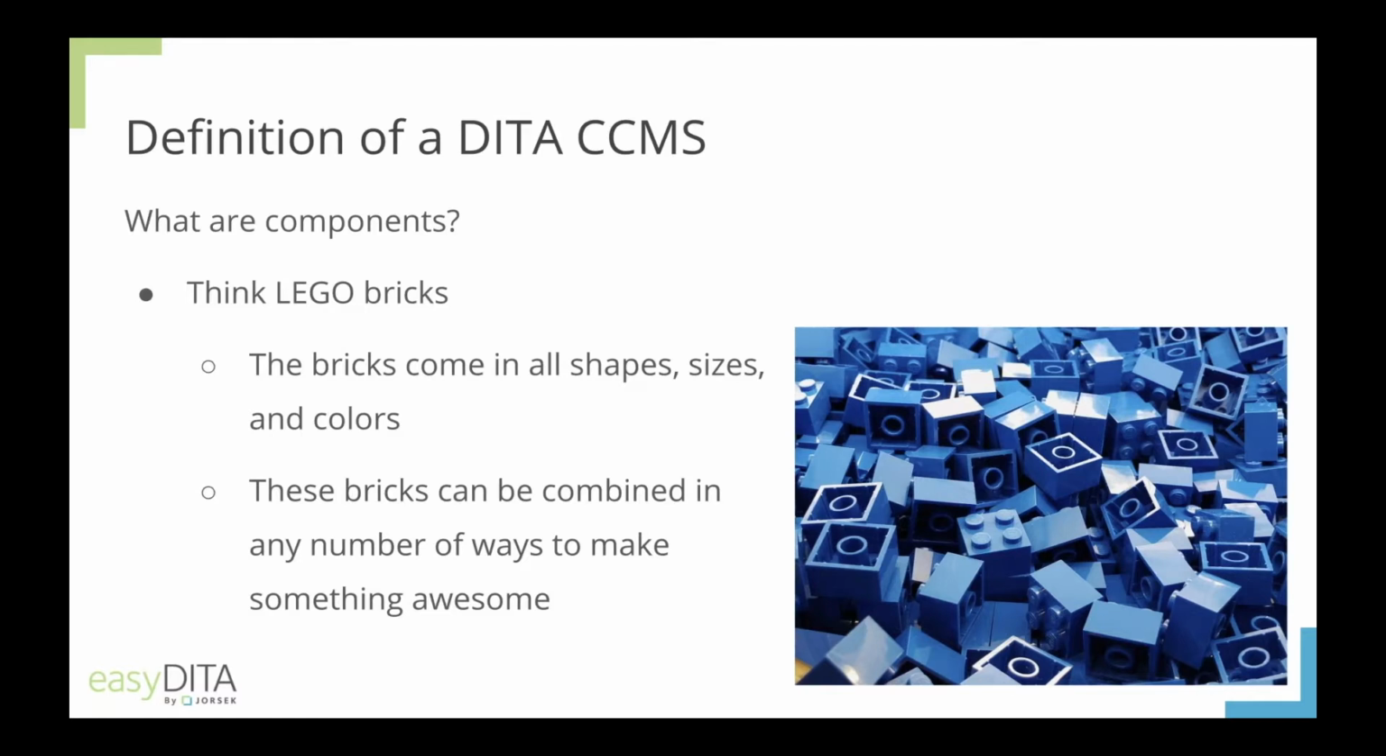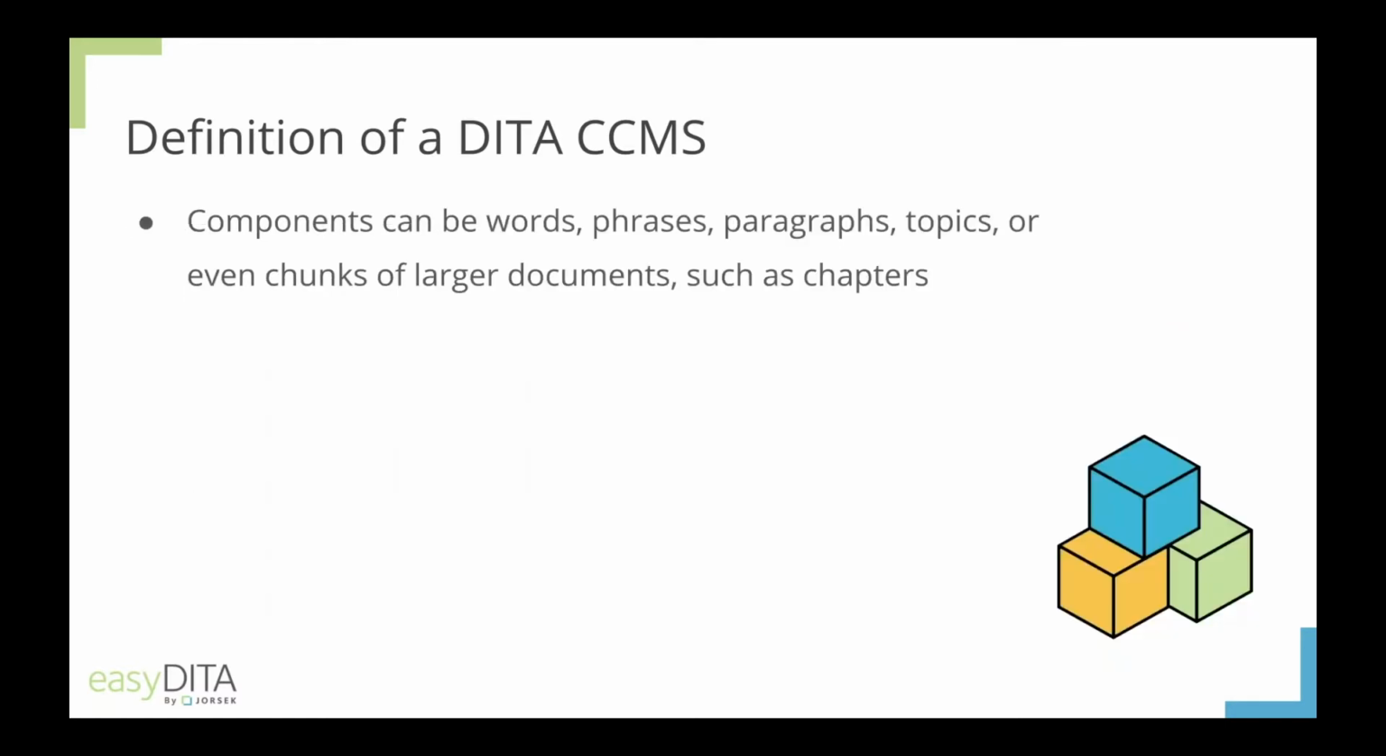and they're often very colorful. They're built out of just a huge range of different pieces to make the cool toys that they want to build. In DITA, components can be words, phrases, paragraphs, topics, or even larger documents, larger chunks of documents, such as chapters. So you don't have to think of a component as a tiny piece, but you could think of a component as something much bigger. The point is really that you can take all of these different components, whatever size they are, and you can combine them in interesting and unique ways to create larger documents or larger deliverables.